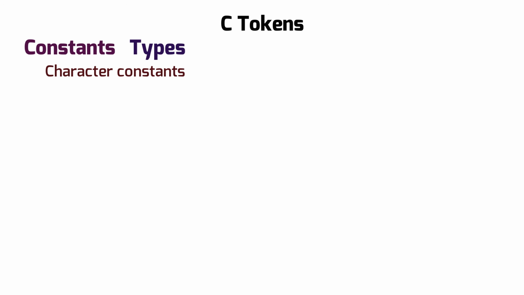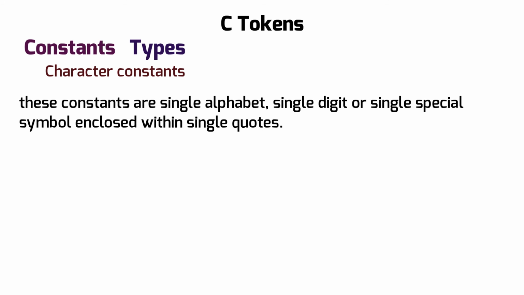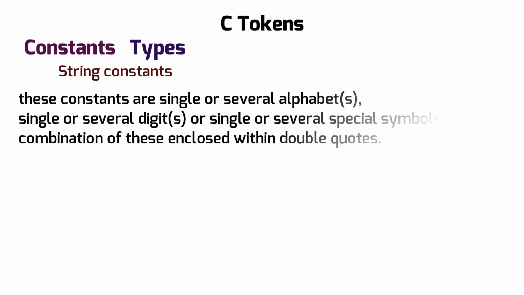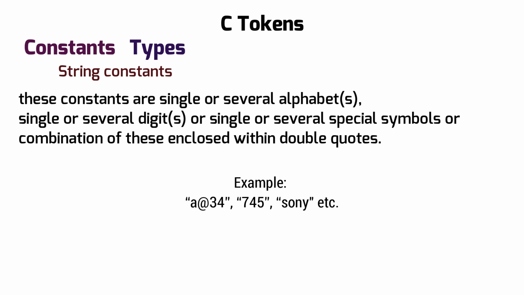Then character constants. These constants are a single alphabet, single digit or single special symbol enclosed within single quotes. Examples are valid character constants. Then string constants. These constants are single or several alphabets, single or several digits, or single or several special symbols, or a combination of these, enclosed within double quotes. Examples of valid string constants are like this.